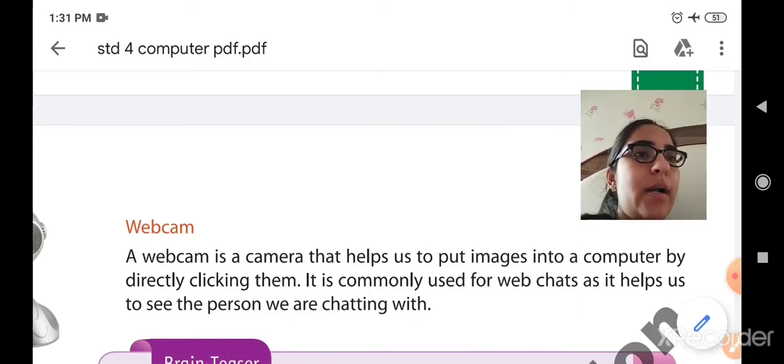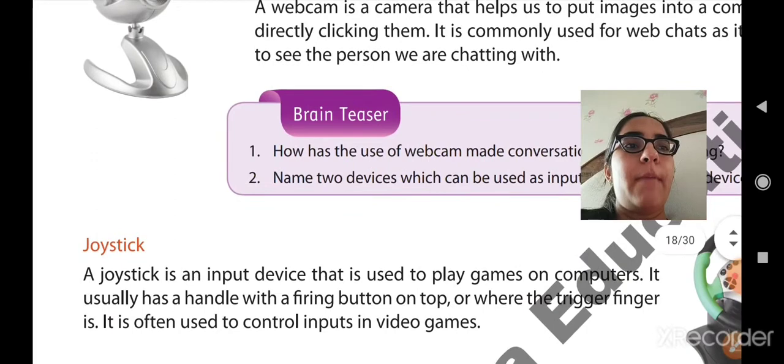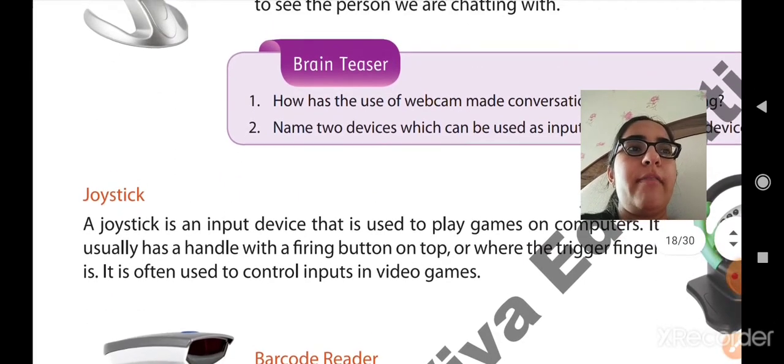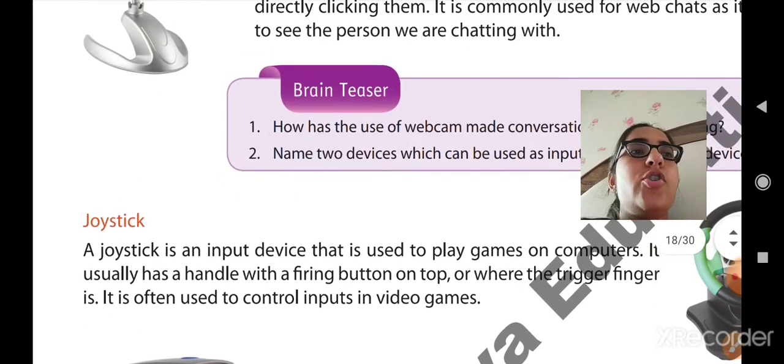It means that it is one type of camera which is used to put the images into a computer. It can be used to communicate with the person, to perform the web chats. Okay, so this is an example of web camera. This is also one type of input device. Now another one is joystick.